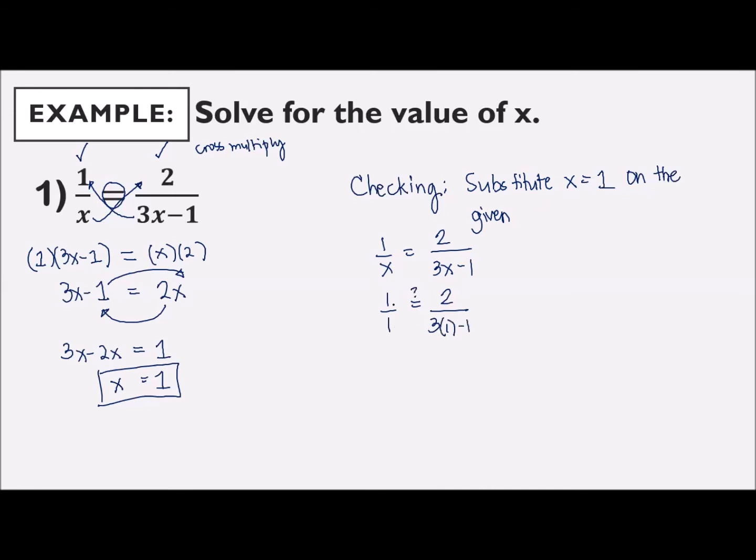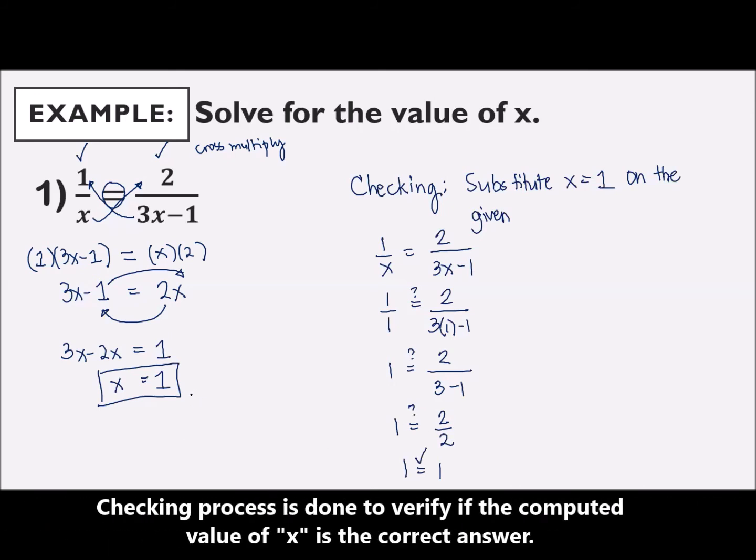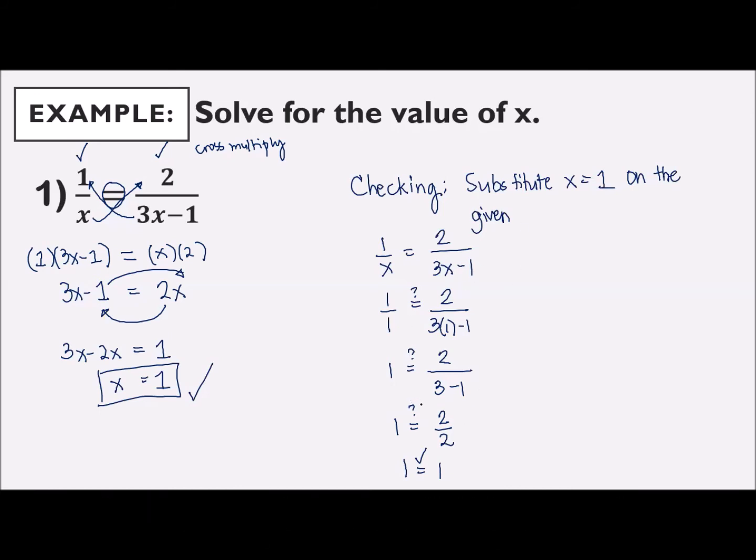Then, kailangan natin malaman kung equal sila. 1 divided by 1 is 1. And then, is that equal to 2 over 3 times 1 is 3 minus 1. Then, 3 minus 1 is 2. So, what is 2 divided by 2? That is 1. So, it only means that x is equal to 1 is the correct value of x. Kasi, nung sinubstitute natin, equal sila sa isa't isa.